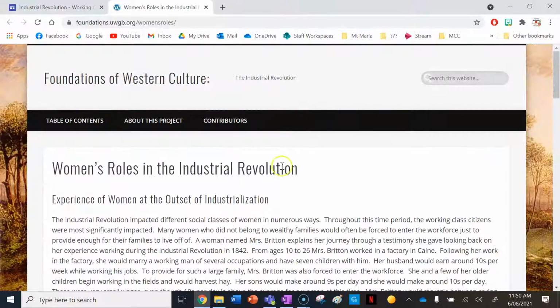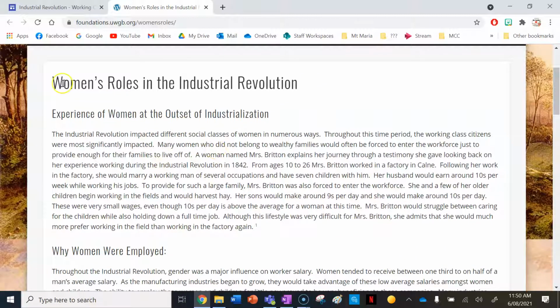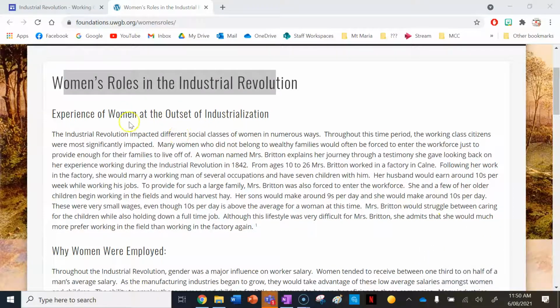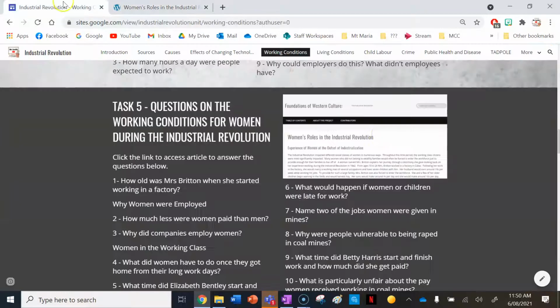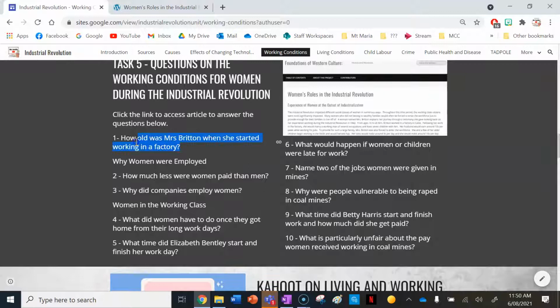Task 5, another website here from Weebly. We've got one made on the Industrial Revolution using Weebly. And this is pretty much women's role in the Industrial Revolution and the experiences of women in the working class and the working conditions that women faced. So we've got to do a bit of reading here. We can use Control F again, so let's go and find out the answers.